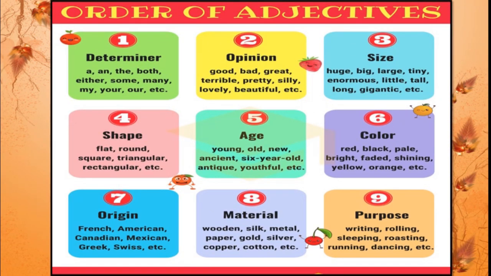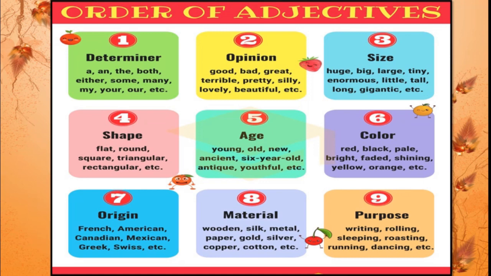Students, if we want to use 2 to 3 adjectives in a single sentence, then we have to follow these orders. You can see here 1 to 9 numbers are given and the order is also given. First we have to use determiner, then opinion, then about the size we have to talk. After that comes the shape, age, color, then origin, material, purpose. And here so many words are given that we can use for the given heading.